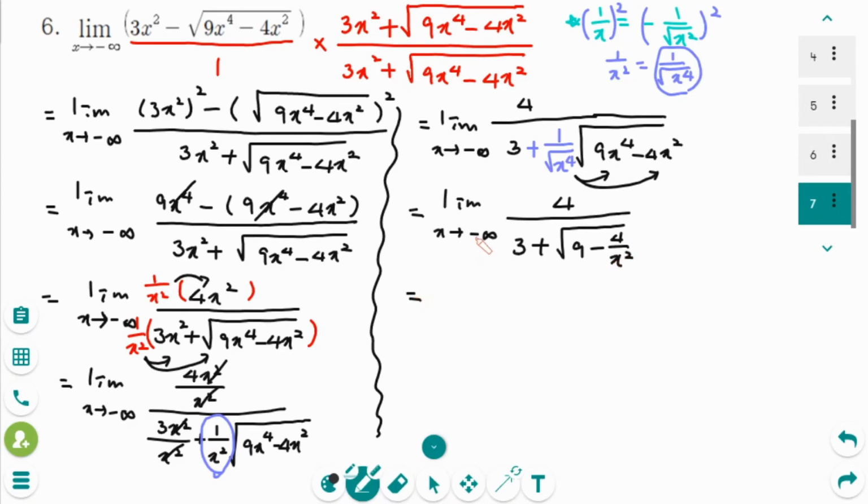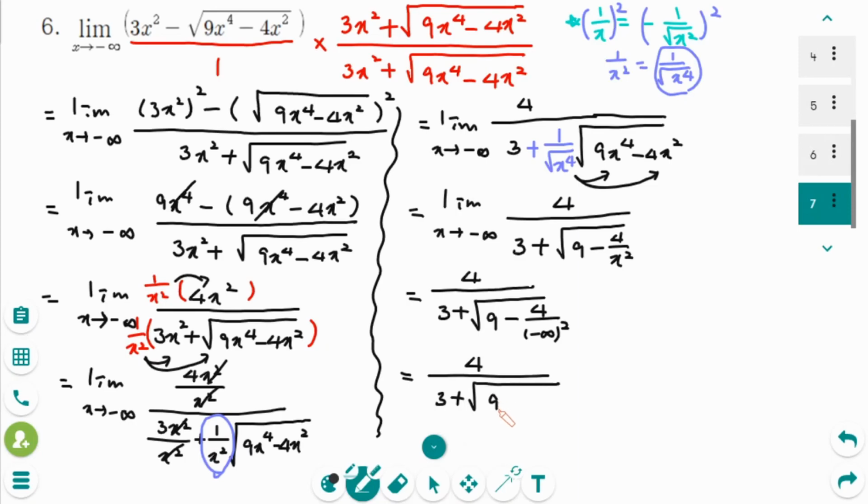Now put minus infinity into x. Like this. And 4 over 3 plus square root of 9 minus 0. So 4 over 3 plus square root of 9, which is 3. So the final answer is 2/3.